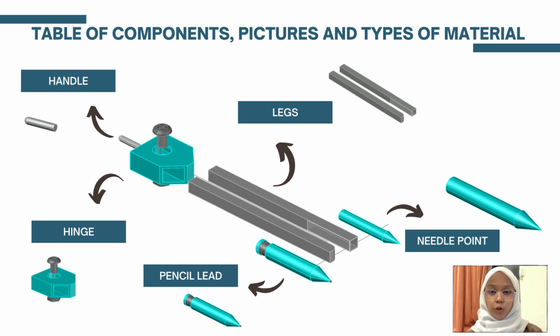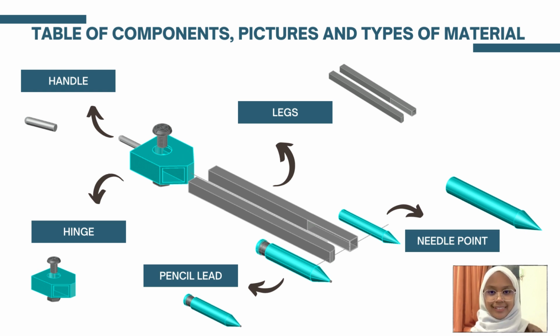Pencil lead is to draw the circle on a particular paper or material. The fourth component is the needle point. The needle point serves as the center point of the circle that is about to be drawn. Lastly is the hinge, which holds the 2 legs, and the hinge can be adjusted depending on the desired stiffness. Next, I will pass this presentation to the next presenter.